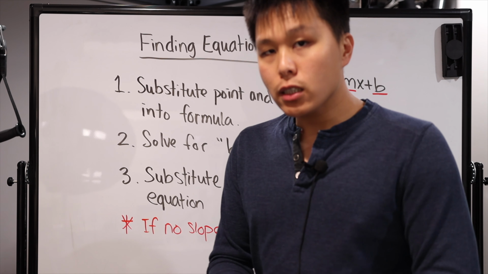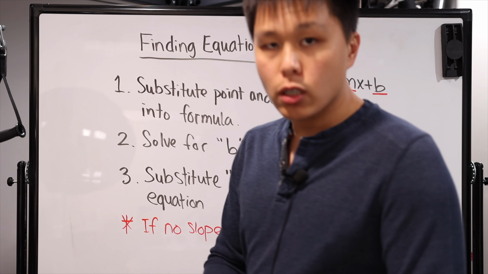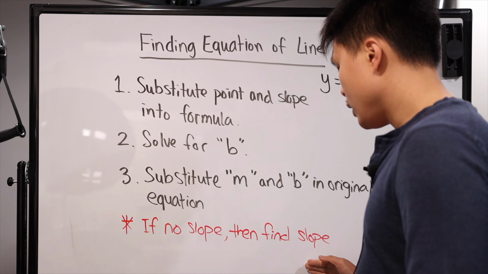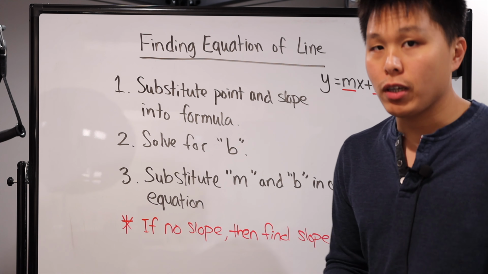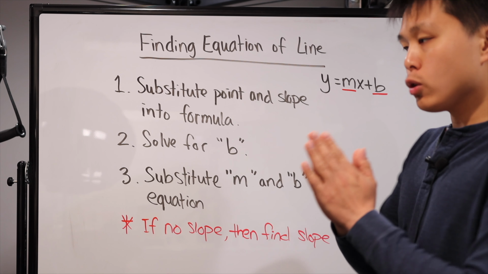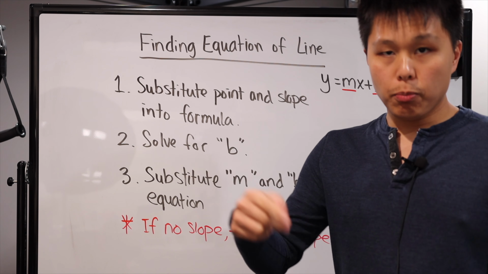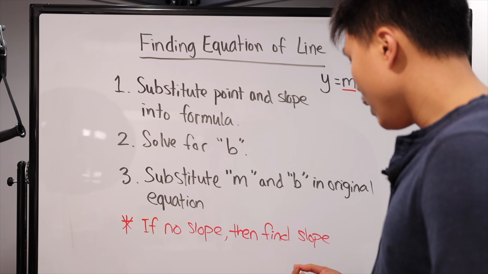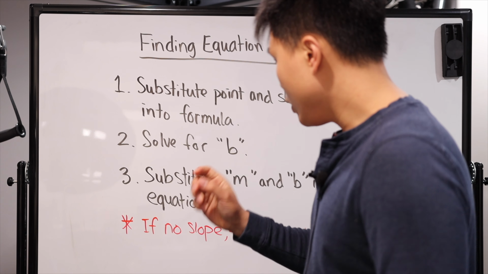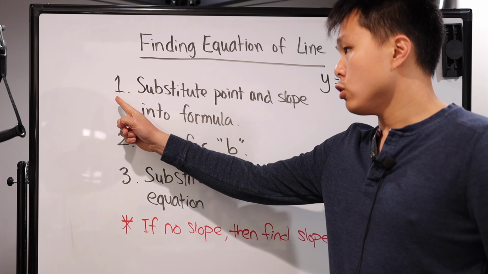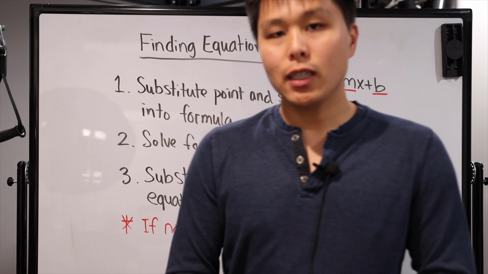Now, in the situation where they only give you 2 points instead of a slope and a point, then you have this extra step. If they don't give you the slope, they have to give you 2 points, or you really have nothing to work with. So with those 2 points, you can use the slope formula, which I went over in detail in the previous video, so definitely take a look at that. But m equals y2 minus y1 over x2 minus x1. Once you find the slope, then you jump straight back to steps 1, 2, and 3, and you'll be able to find the equation of a line.